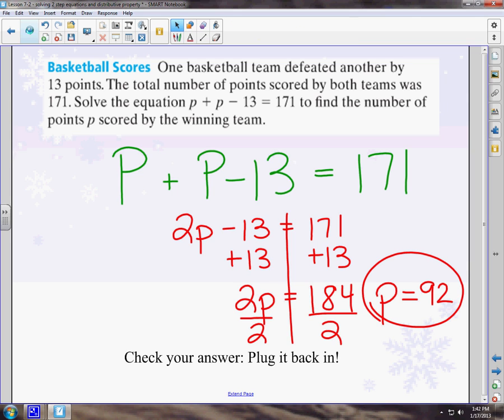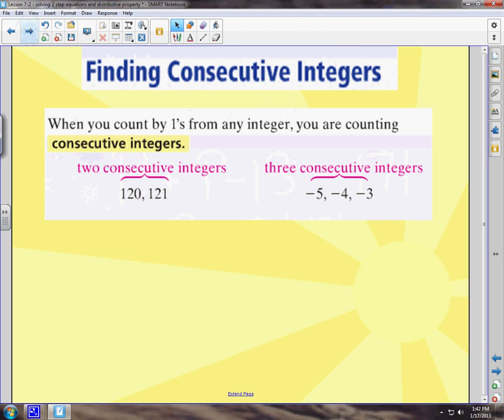So 92. Now we can check it by putting it back in. 92 plus 92 minus 13. Well, 90 plus 90 is 180, so that'd be 184. Minus 13 equals 171. So I know that that is correct.